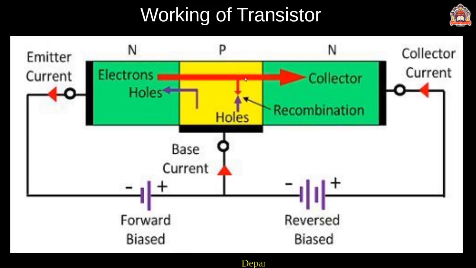So some recombination takes place here. The collector current is set up by the excess of electrons from the emitter to the collector side, and the recombination is done toward the base. When the emitter junction is in forward bias and the collector junction is in reverse bias, then it is said to be the active region.